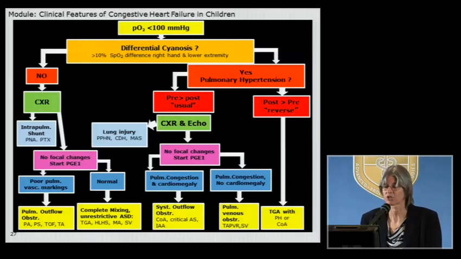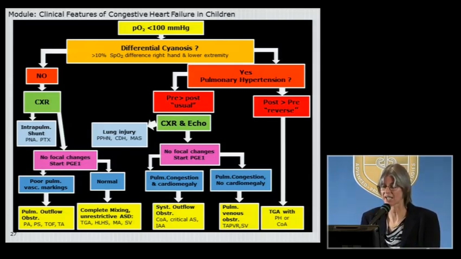All right. And this explains this a little bit more. So you do the hypoxia test and you establish that the PO2 didn't rise. Now you ask yourself, do you have a differential cyanosis? Are my saturations in the right hand, the preductal ones, higher by over 10% than in the lower extremities? If no, look at the chest X-ray, see if there's an intrapulmonary shunt, a pneumonia or pneumothorax. If you don't have any focal changes, start PGE1, and then look again at the chest X-ray. Do you have poor vascular markings or normal vascular markings? And it will tell you if you have a pulmonary outflow obstruction or complete mixing lesions.